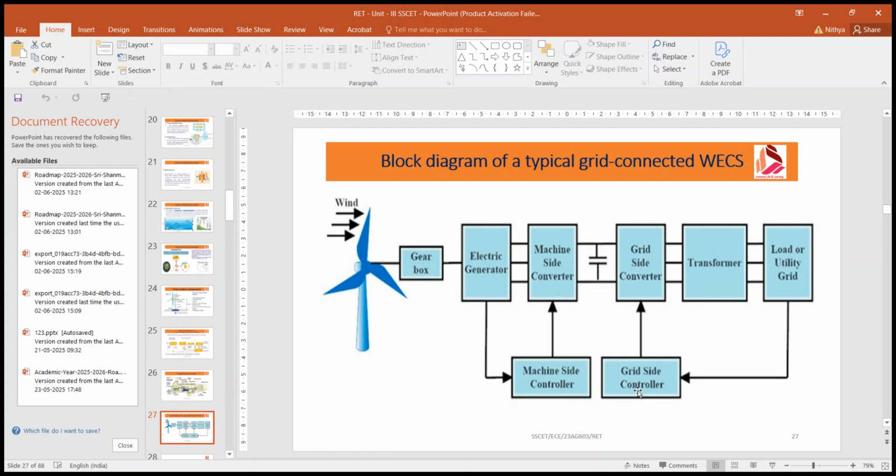If any grid value suddenly increases or reduces, the feedback signal, the downward arrow mark, indicates it from the load or utility grid to the grid side controller. That controller gives the electrical information and maintains the converter side supply for the input supply of the transformers. This is how the typical grid is connected with the WECS systems. Thank you.